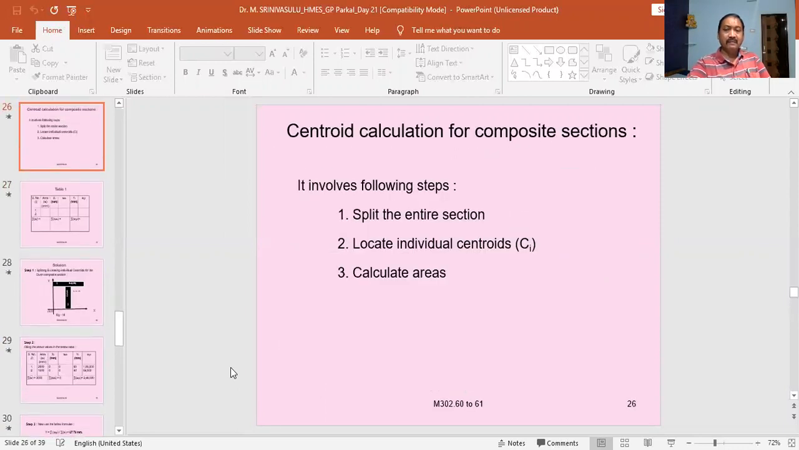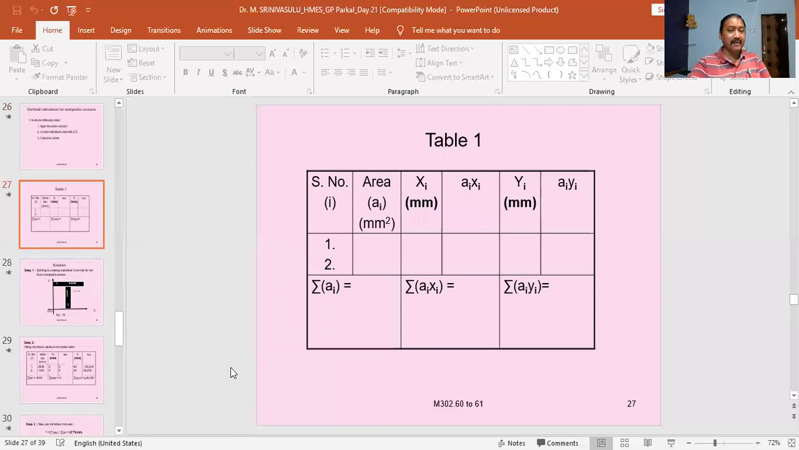By following these simple steps, we can find the location of the centroid. The first step is to divide the given composite figure into known standard areas. The second is to locate the individual centroids for those areas. The third is to calculate the areas, and the fourth is to find the centroids. For this we generally use a table.